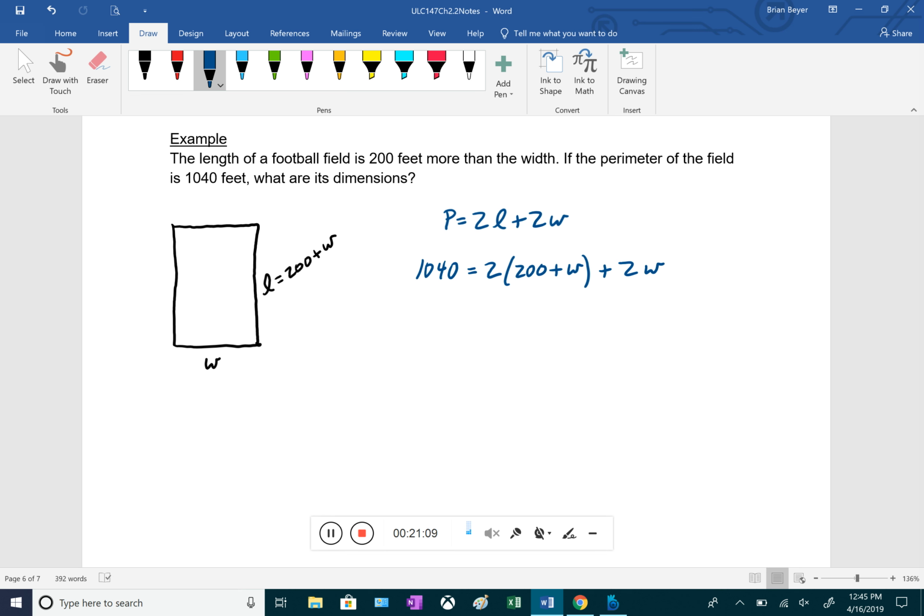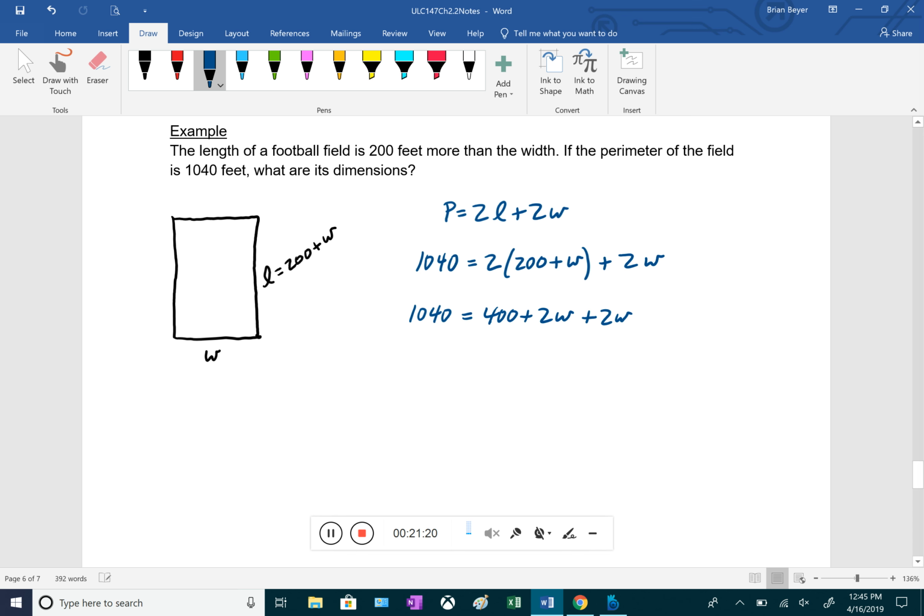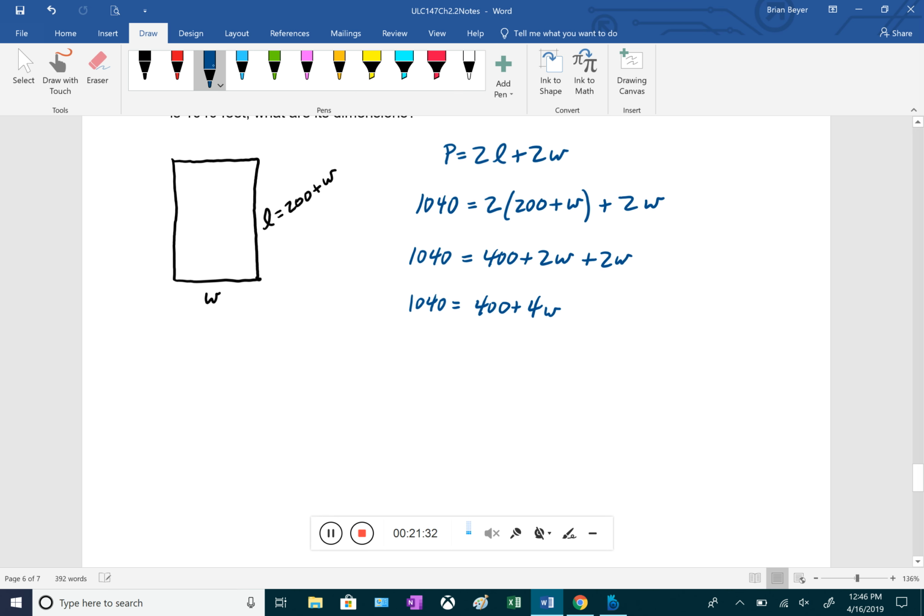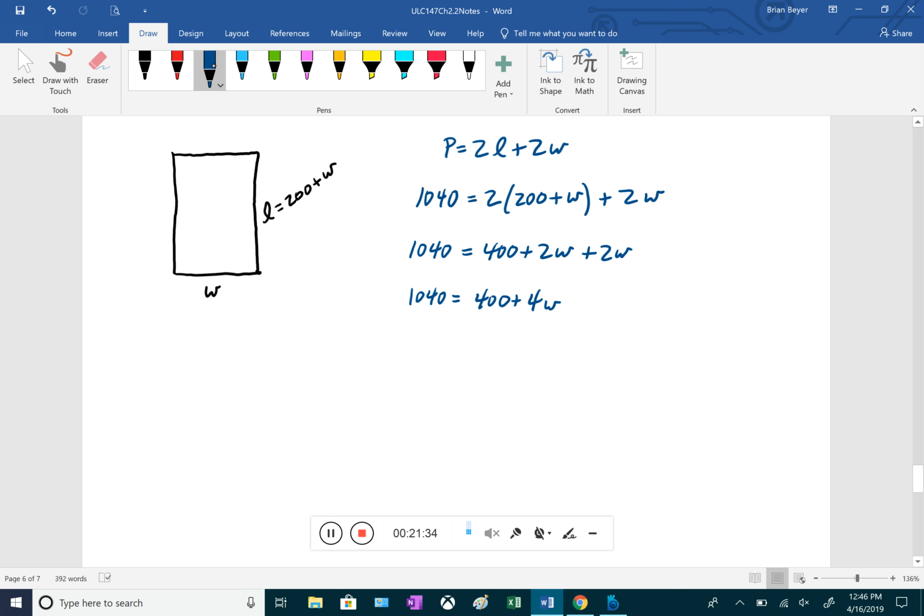So solving this for W now, we have to distribute the 2, so 400 plus 2W, plus 2W, and combine like terms on the right. We get 400 plus 4W. So now all we have to do is subtract 400 on both sides. So subtracting 400 gives us 640. Divide both sides by 4, we get W equals 160.